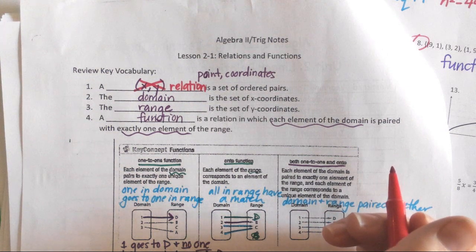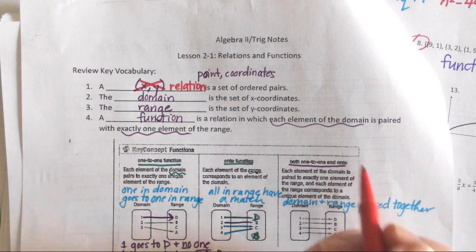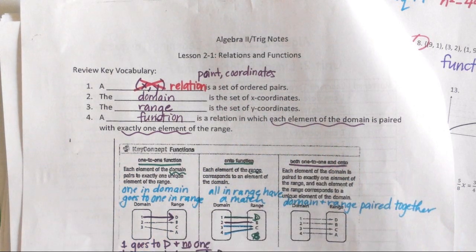A relation. So I need you to fix our blank from the other day. A relation is a set of ordered pairs. That was the vocab term we were looking for. Okay, I think you got domain and range, function, not a function.